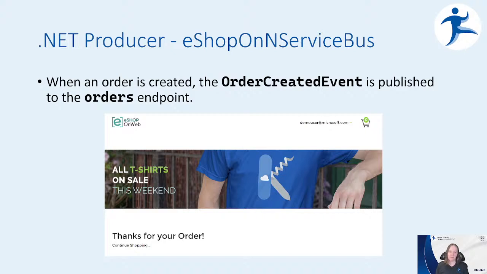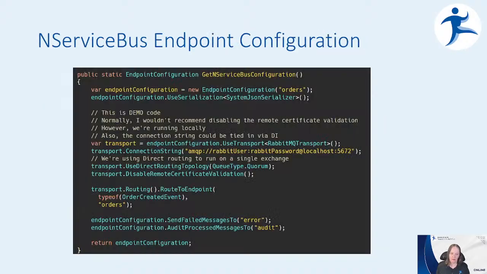So we're going to do a .NET producer, which is eShopOnNServiceBus. This is going to be a different branch. When the order is created, that order created event is going to get published to the orders endpoint. And then our endpoint configuration is going to be pretty standard. The things I want to point out before we get into code directly, though, is that there is a bunch of demo code intentionally in there because it makes our lives easy to demo. But like the connection string, dependency injection, passing that in, that's fine. The routing, we'll change out how we do that later, but this is kind of what we're working with.